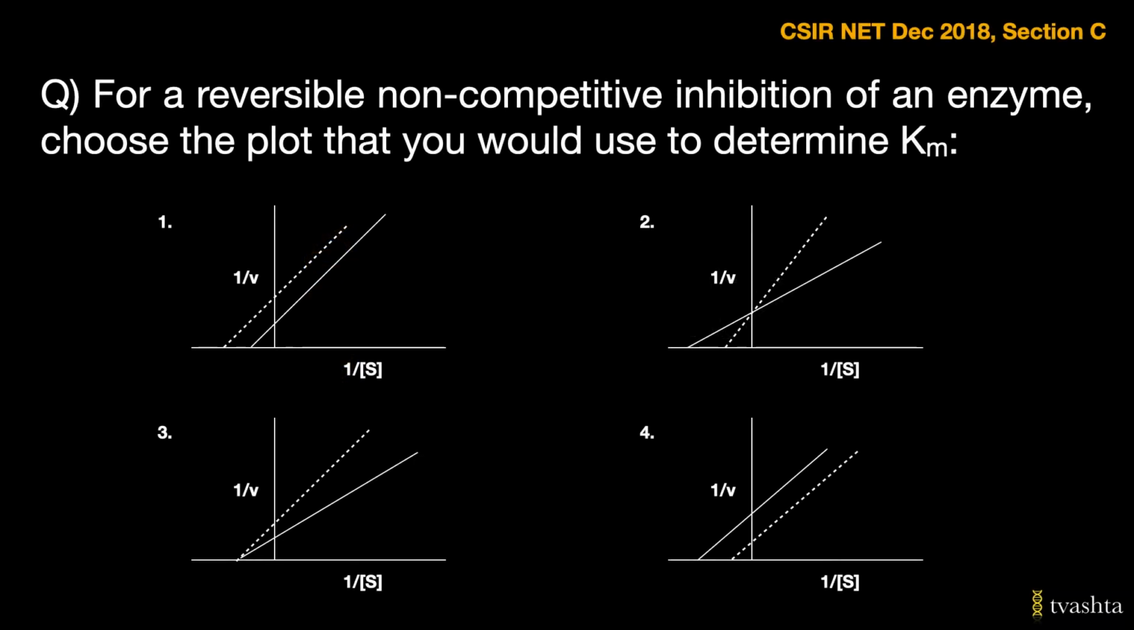In this video, we are going to discuss this question that appeared in CSIR NET December 2018 paper. The question is from section C and it says, for a reversible non-competitive inhibition of an enzyme, choose the plot that you would use to determine Km.